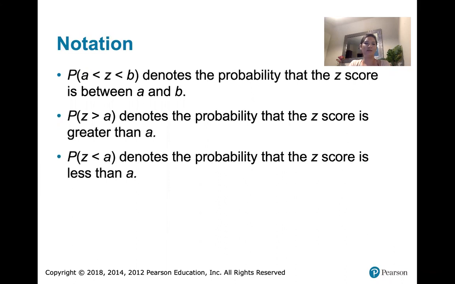Now remember, the probabilities in table A2 are always probabilities of this last form. It's giving the area to the left of A, not the area to the right of A. In order to find the area to the right or the area between two values, we're going to have to use the area to the left to infer those results.